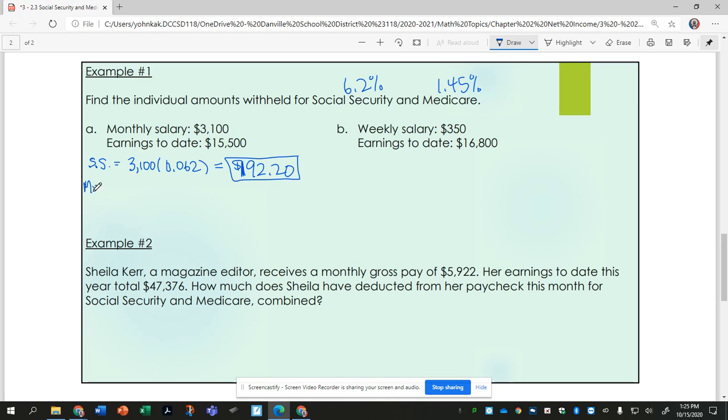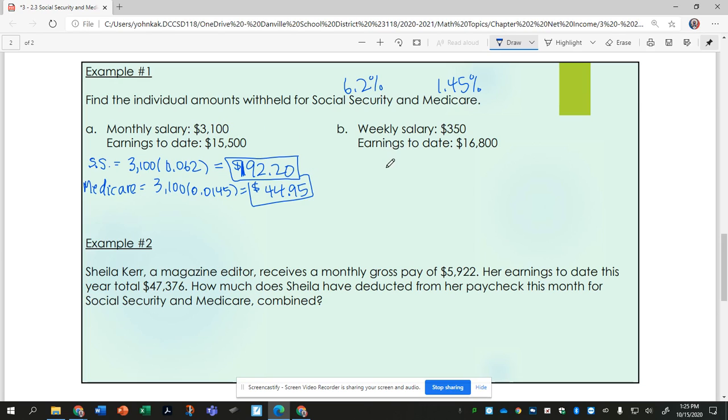If I want to find Medicare, I go back to that monthly salary, $3,100, and multiply by 1.45%. So that's 0.0145. When I do this, I get $44.95. So every month, this person is getting roughly $45 taken out of their paycheck for future health insurance benefits.